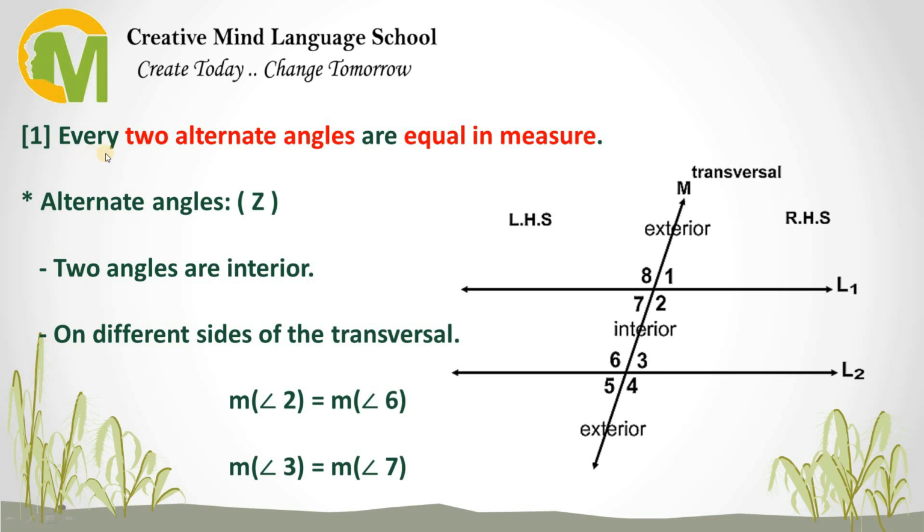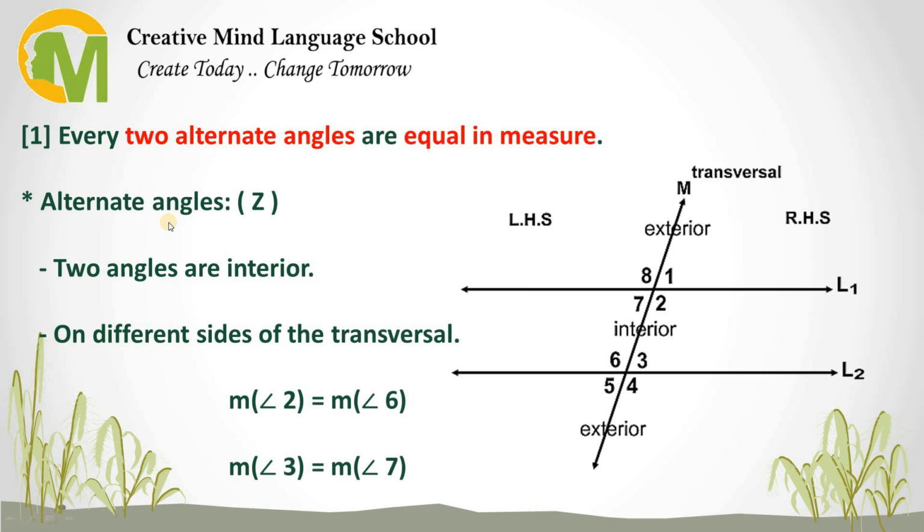The first rule says every 2 alternate angles are equal in measure. Alternate angles are 2 interior angles on different sides of the transversal. So they should be interior angles, here in this part, and on different sides of the transversal. Then we can say that angle 2 and angle 6 are alternate angles. Also, angle 7 and angle 3 are alternate angles.